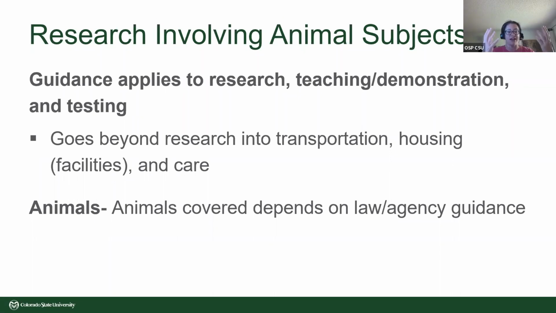So it's all on how we care for the animals and not just the research that we're conducting on the animals. We typically are not addressing care for humans when we're talking about IRB, but when we're talking about IACUC, we're looking at all of it. So know that the definition is more broad here for animals. It applies to the research, teaching, or demonstration and testing.